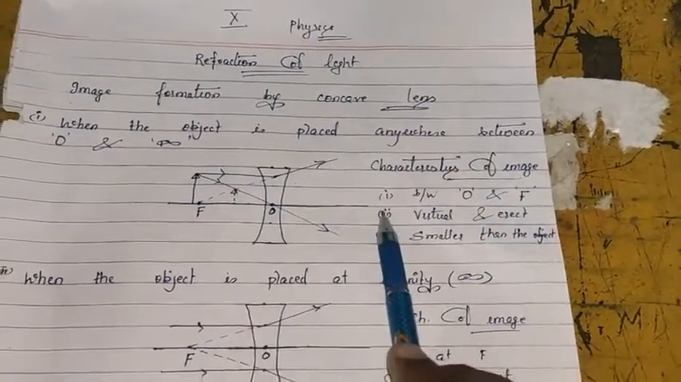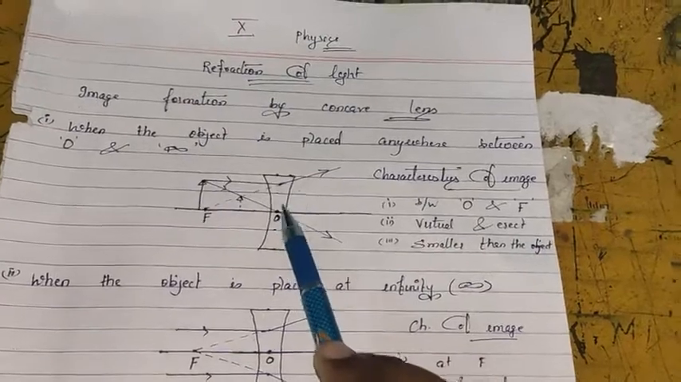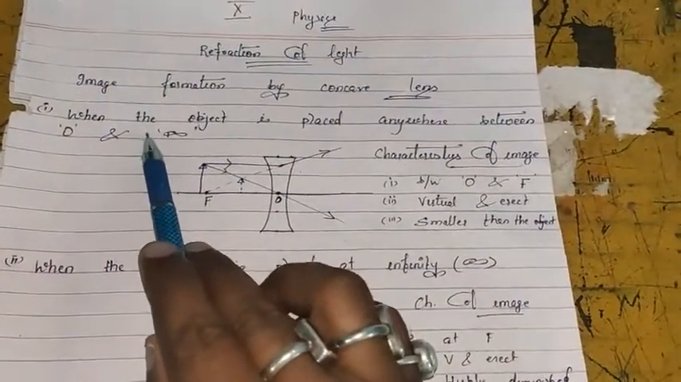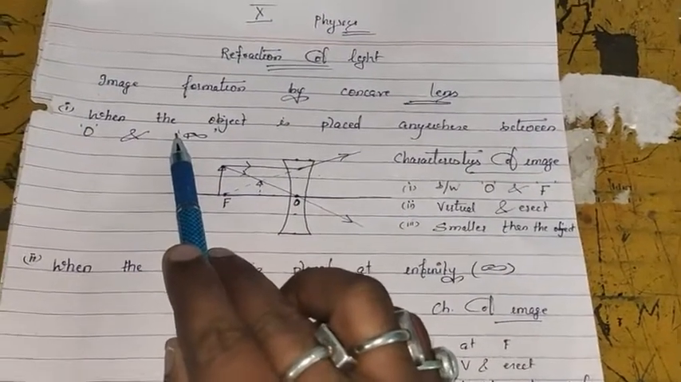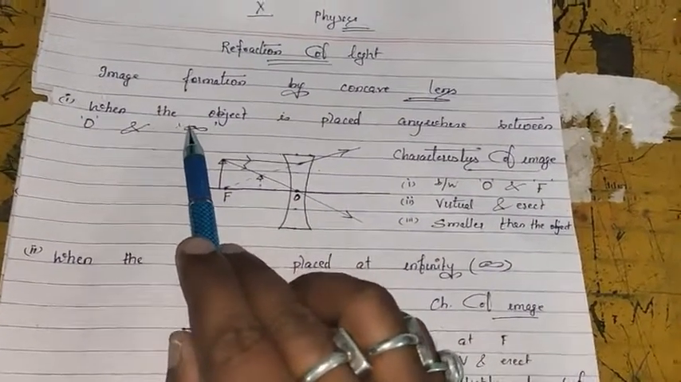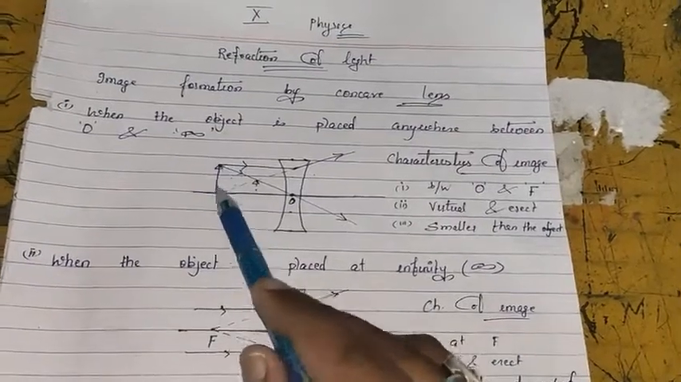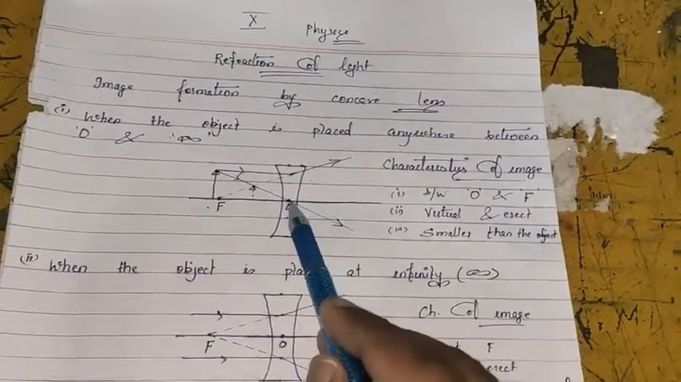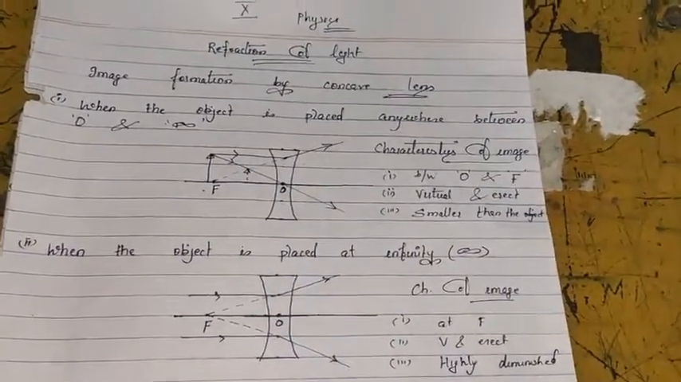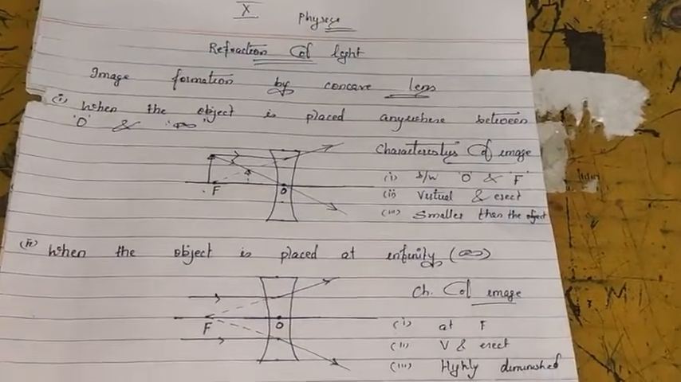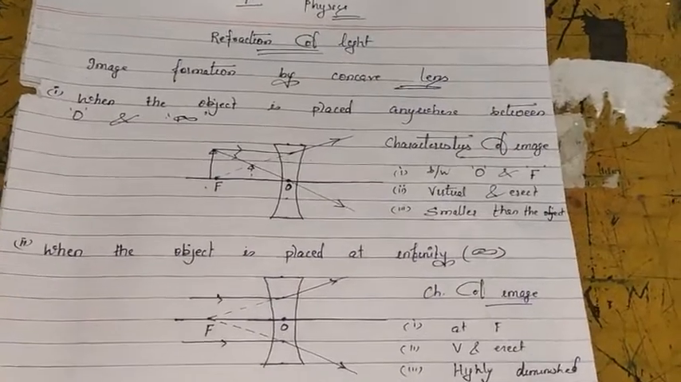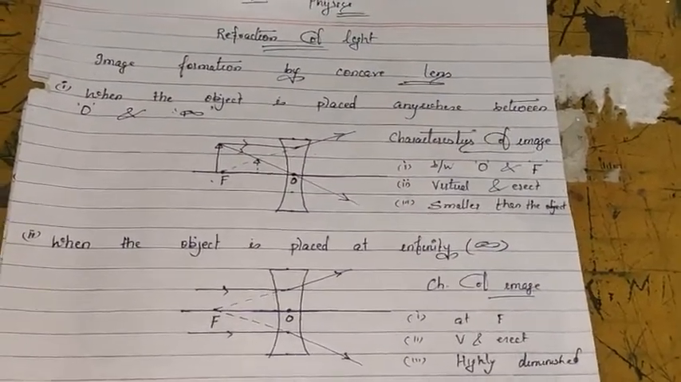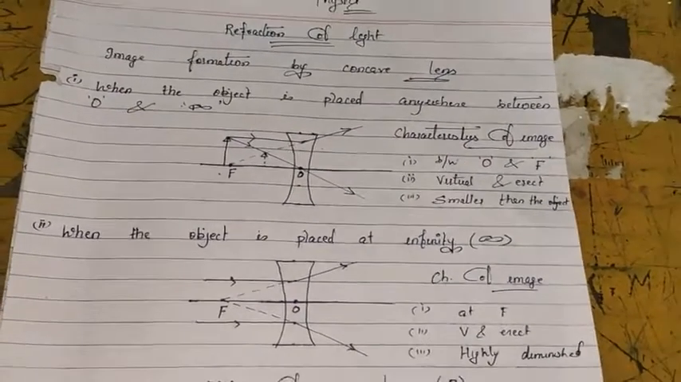we can easily denote the principal axis and optical center on the principal axis. According to the concept, we have to place the object anywhere between optical center and infinity. So placing the object here, it means we are going to place the object between optical center and infinity. And dear students, to form the image, we must have 2 refracted rays in case of lens, and in case of mirror, we must have 2 reflected rays.